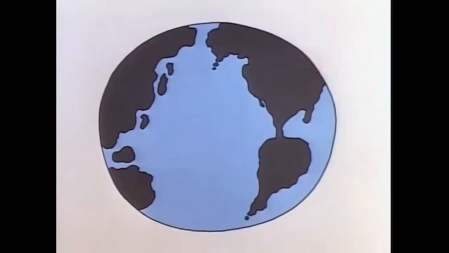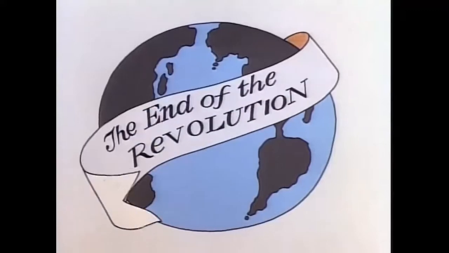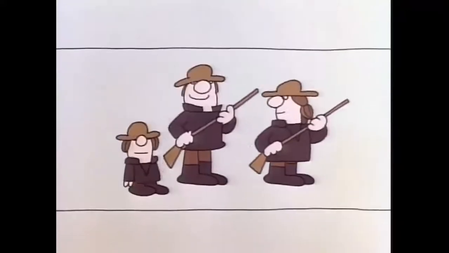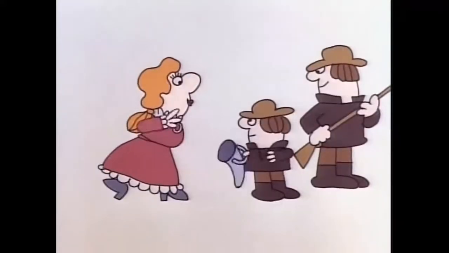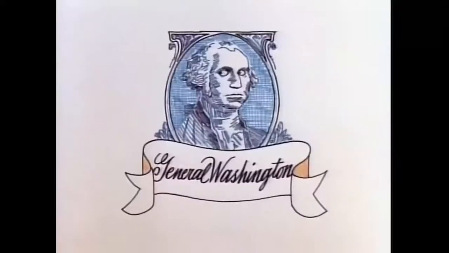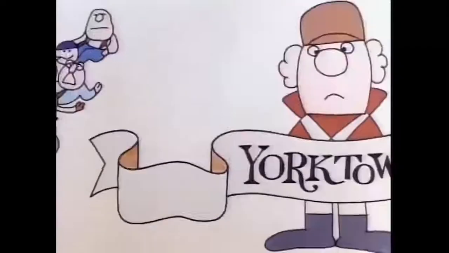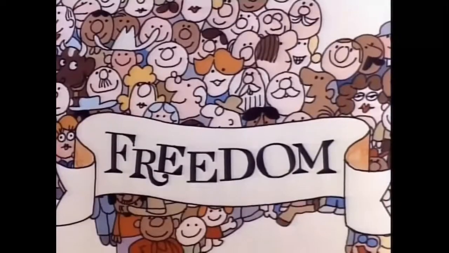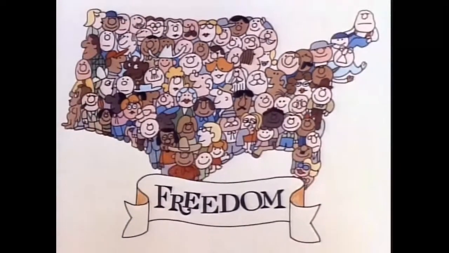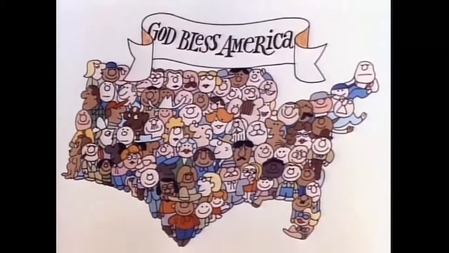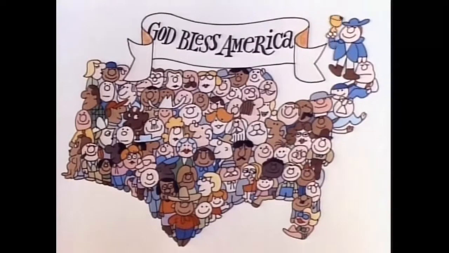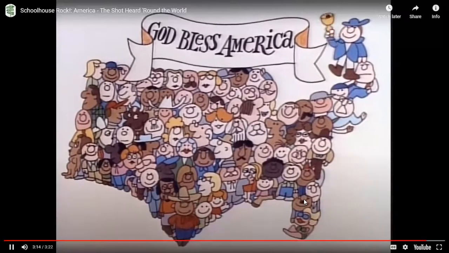Hooray! From the shot heard round the world to the end of the revolution, the Continental rabble took the day, and the father of our country beat the British there at Yorktown and brought freedom to you and me and the USA. God bless America. Let freedom ring.